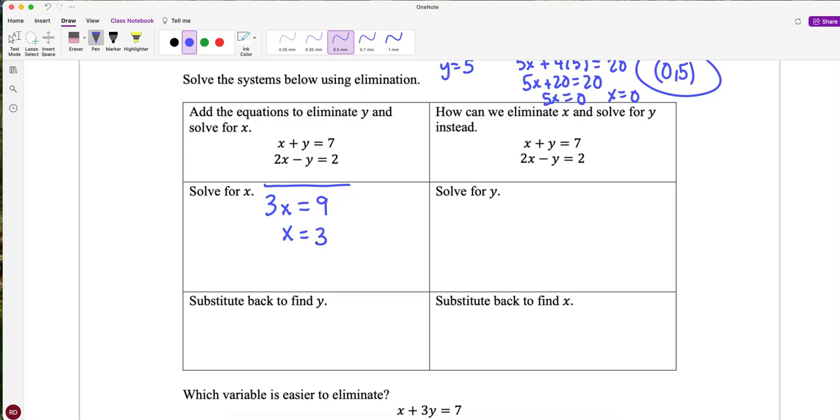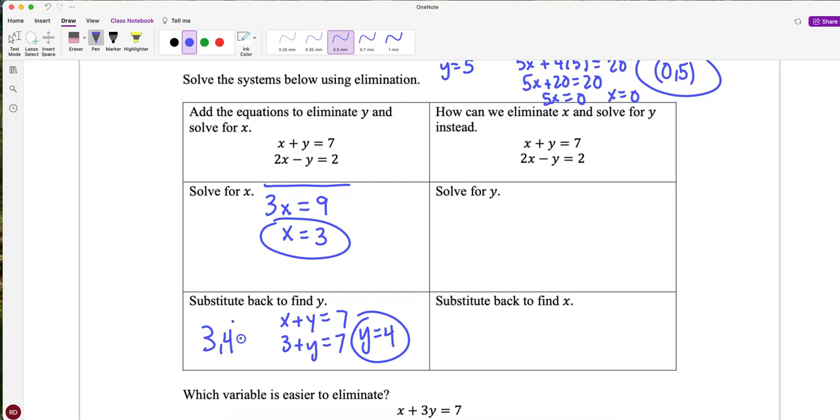Go back to either equation, x plus y equals 7. Well, if x is 3, 3 plus y equals 7. y is equal to 4. So the solution is x equals 3, y equals 4. So the point (3, 4) is my solution.